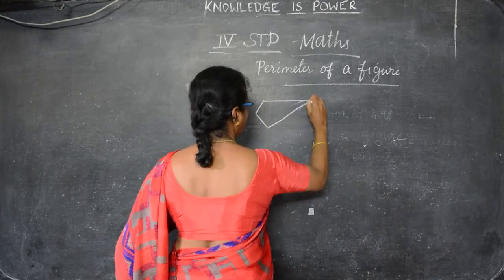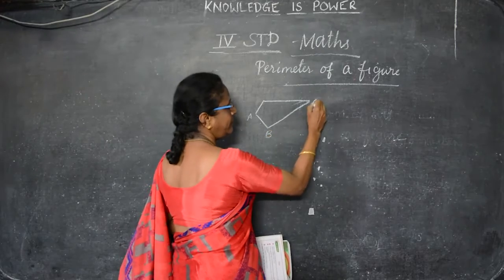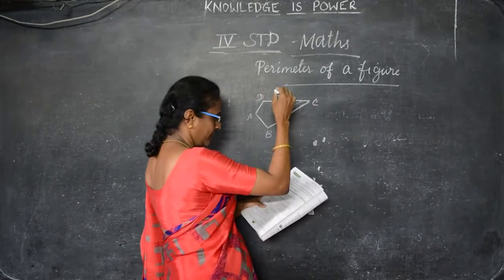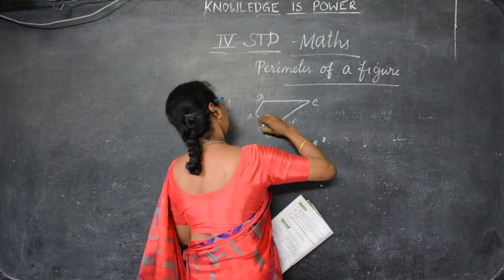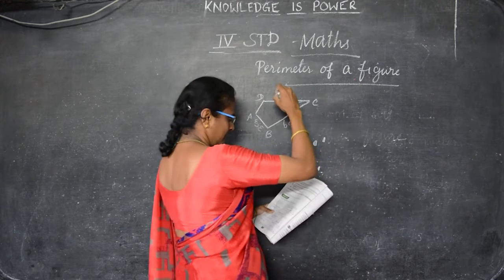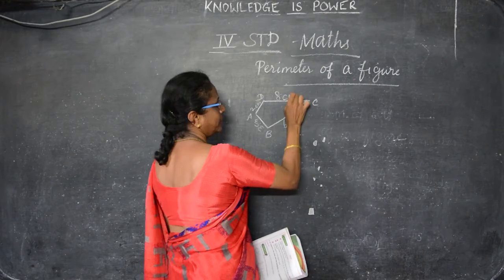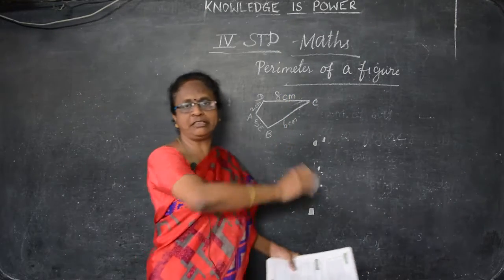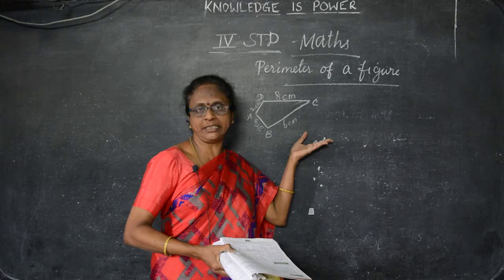Suppose they are given the sides also as A, B, C and D. So this is 6 centimeter, this is 3 centimeter, this is 2 centimeter and this is 8 centimeter. So find the perimeter of the given figure. In the figure, what is the perimeter? Find the perimeter.